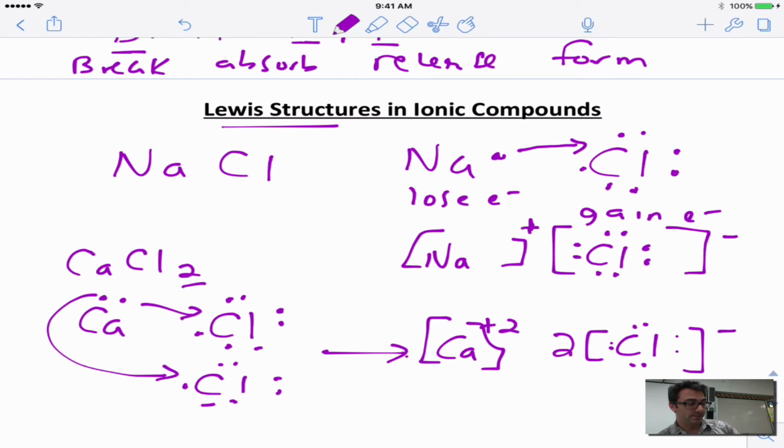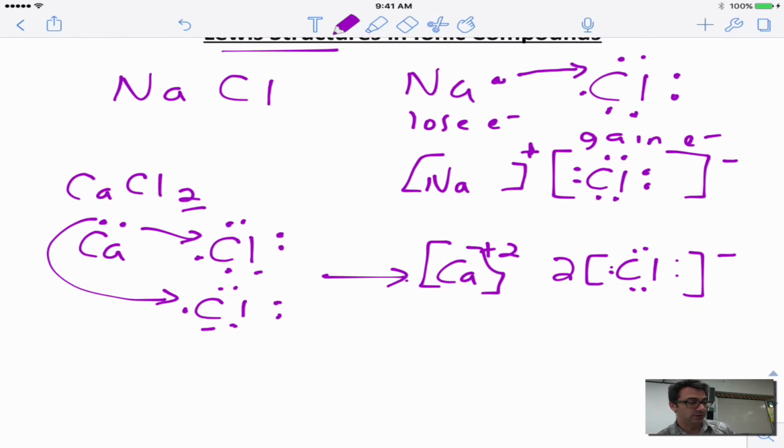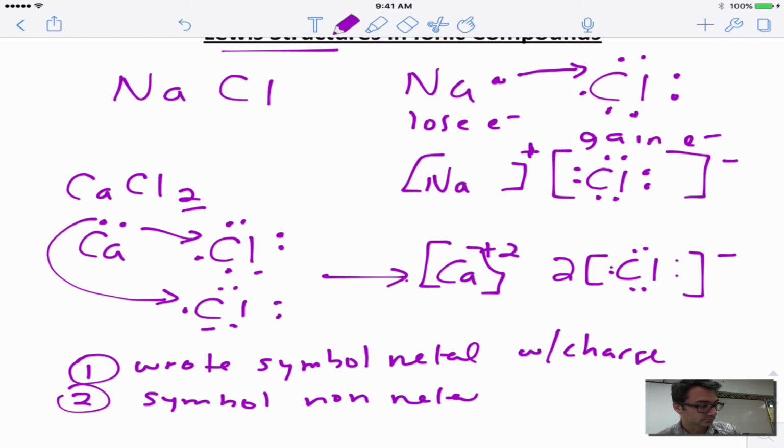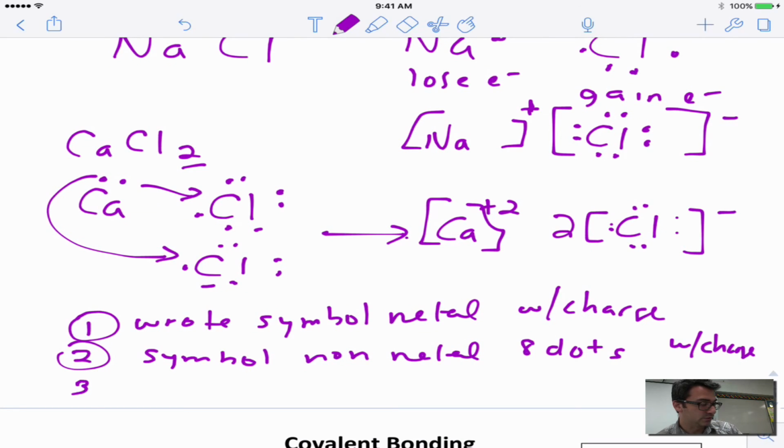Now, this is sort of a pain to do each time, show the electrons. If it helps you, great. But look at what I did here, in short. What I did here was, 1, I wrote the symbol of the metal, and then I wrote its charge. And then I wrote the symbol of the nonmetal with the 8 dots to represent the electrons, with its charge. Notice I use brackets for both.